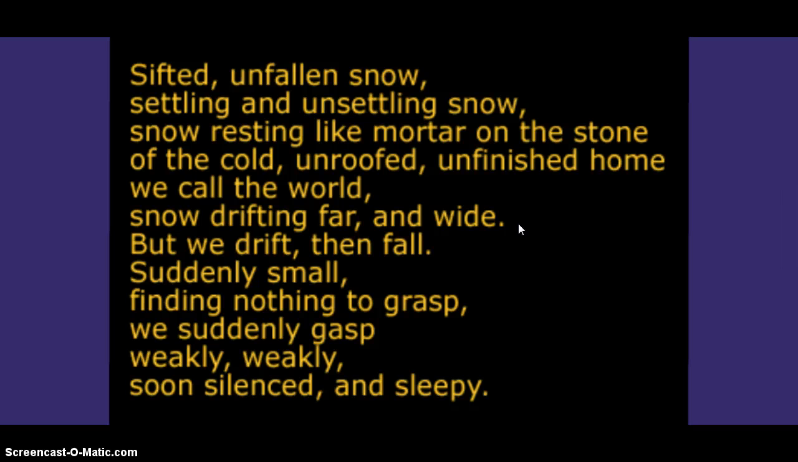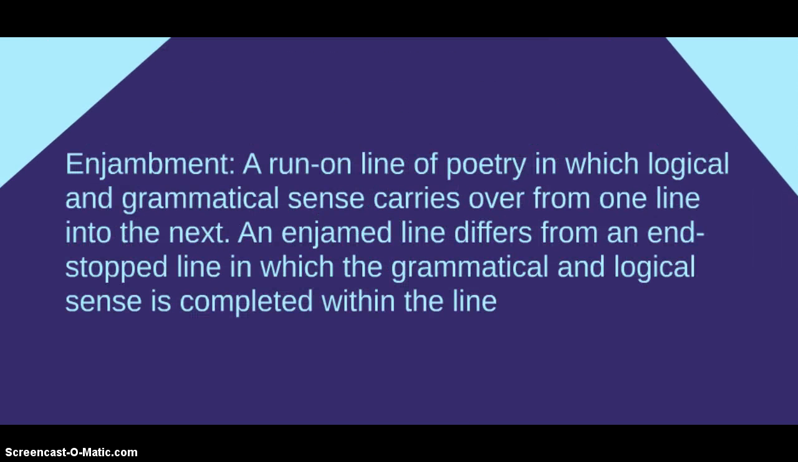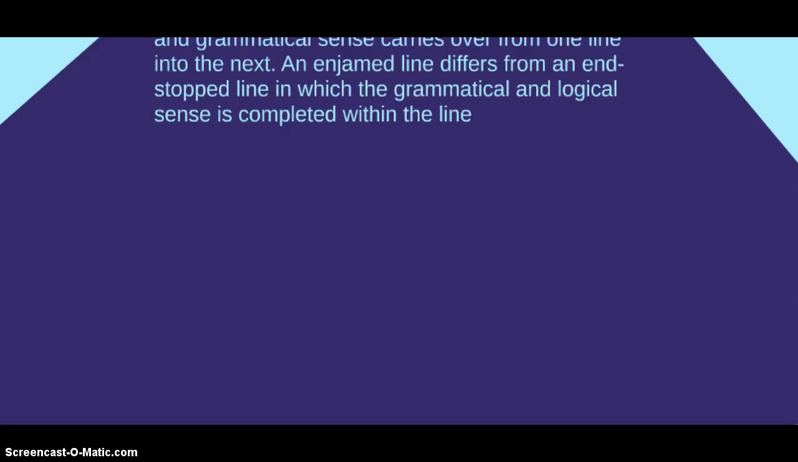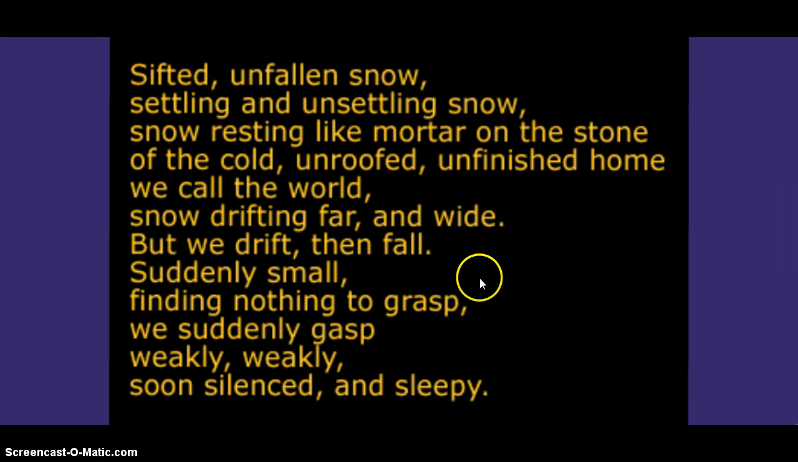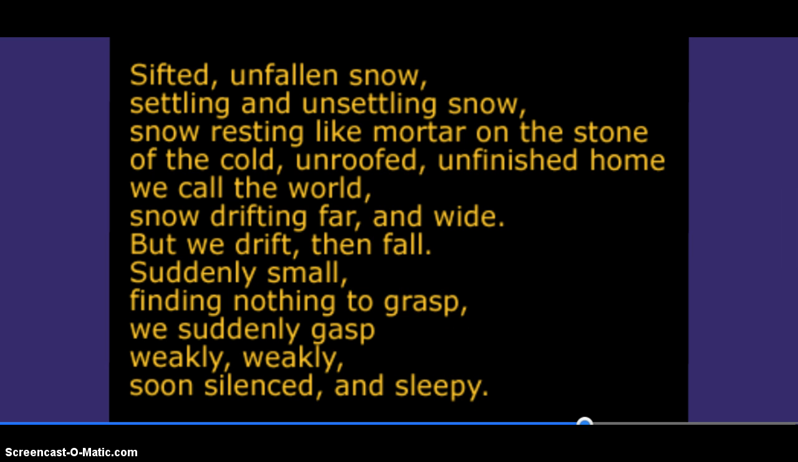The other term that was in that one, if you remember, is the end-stopped line. Okay, where it says right here, an enjambed line differs from an end-stopped line. Okay, in that example, the end-stopped line is right here, but we drift, then fall. What that means is the sentence is all in one line. End-stopped line is the sentence is all in one line. That's all there is to it.